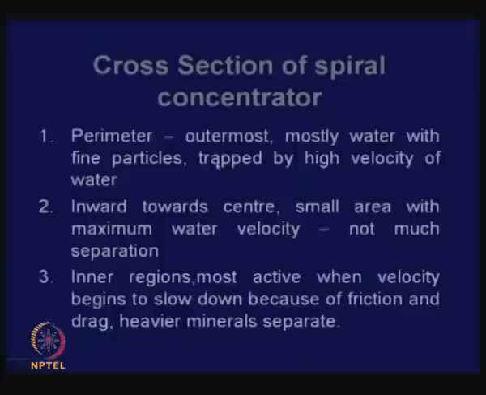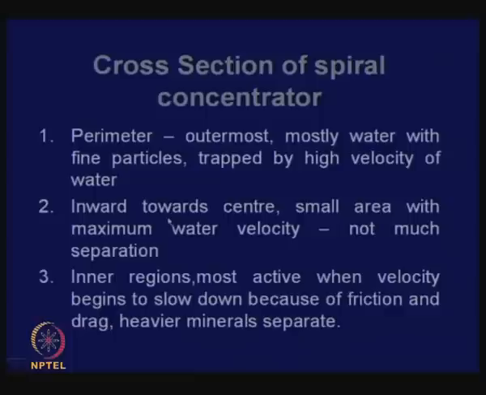It will slow down towards the center, and we say that in the perimeter, in the outermost area, mostly water with fine particles will flow, because they are trapped by the high velocity of water. Water is flowing at pretty high velocity, so all the fine particles will go to the side. As we go inward towards the center, there is a small area where the water velocity is maximum, because as I mentioned, at the perimeter the velocity is zero, and it is also zero in the center.